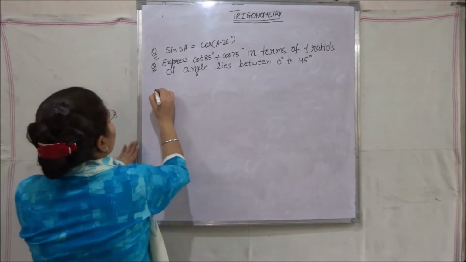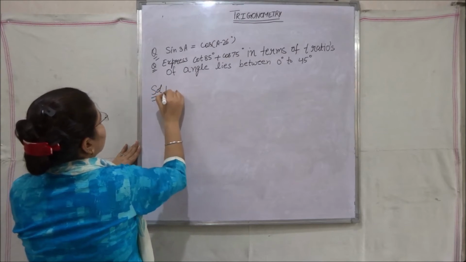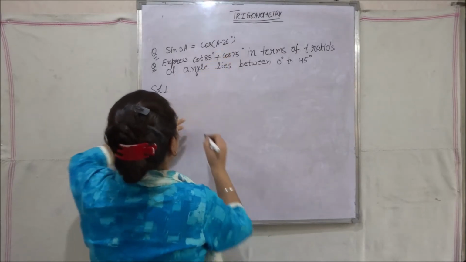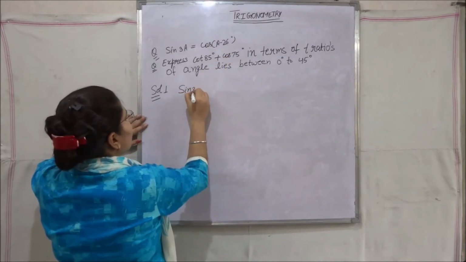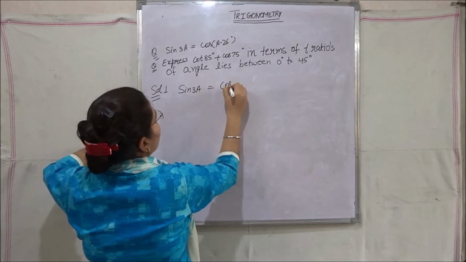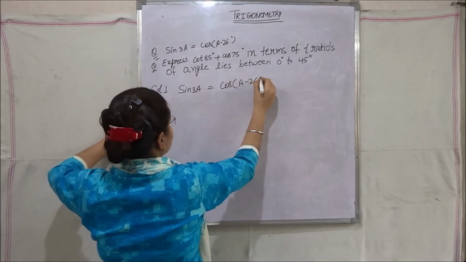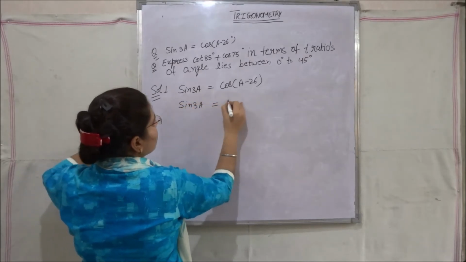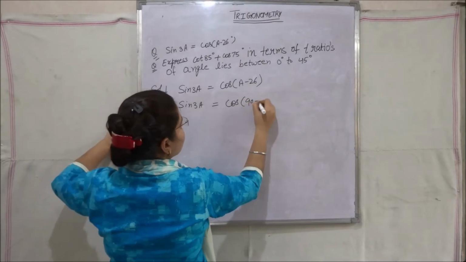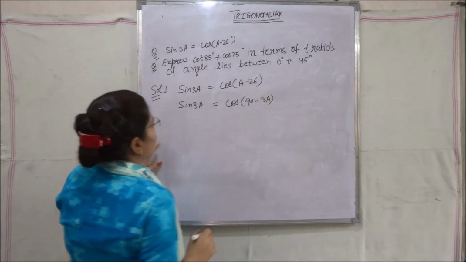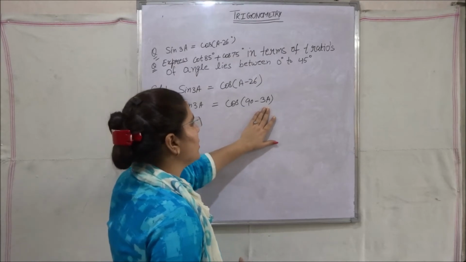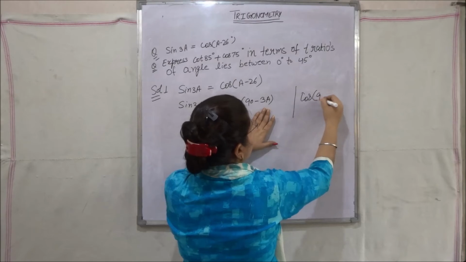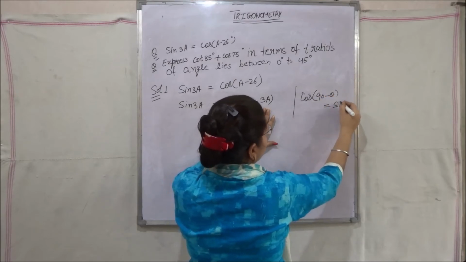So our first question is sin 3A equal to cos of A minus 26. Sin 3A equal to cos of A minus 26. So sin 3A can be written as cos of 90 minus 3A, because cos of 90 minus theta was sin theta. We had done that cos of 90 minus theta will be sin theta.